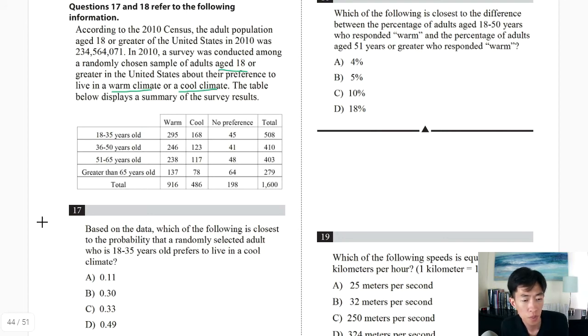So question 17. Based on the data, which of the following is closest to the probability that a randomly selected adult who is 18 to 35 years old prefers to live in a cool climate? So 18 to 35 is here. The number of people who want to live in a cool climate is 168. The total is 508. So 168 divided by 508, and you can do that on your calculator. You're going to get about 0.3307. So the answer is going to be C.